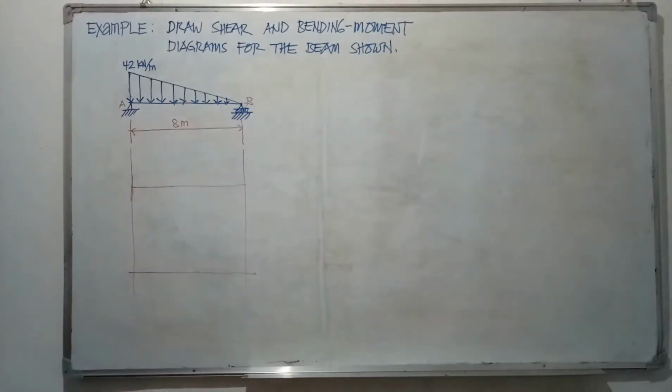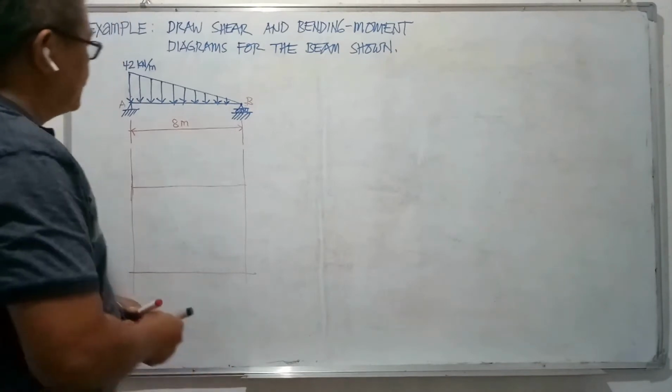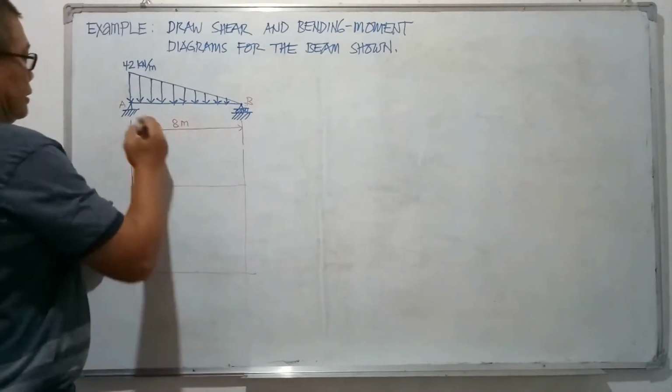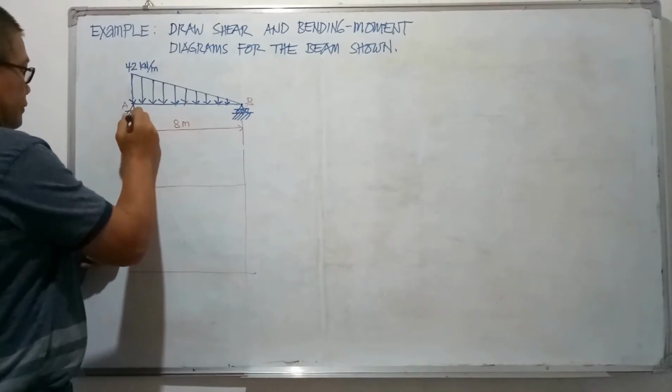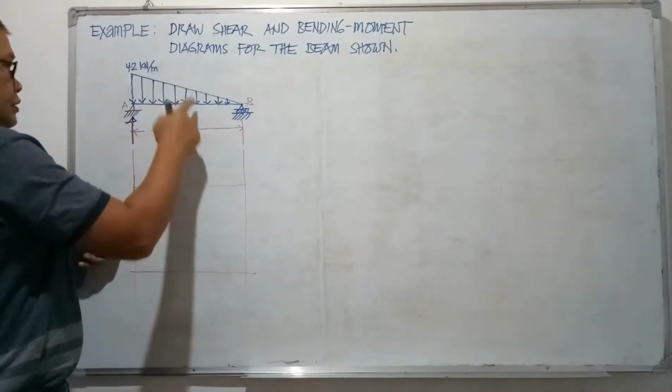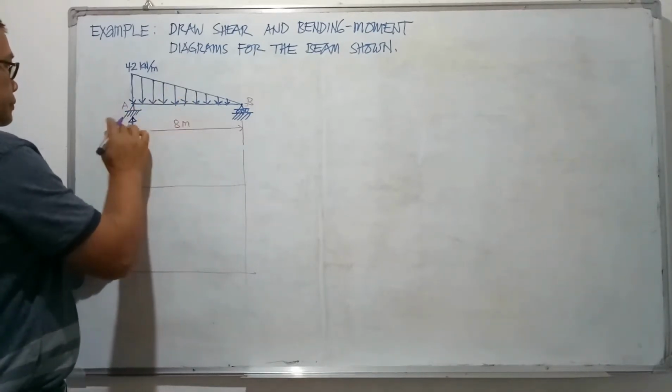The solution will start again by determining first the reactions. We have to solve first the reactions before we can determine the different values of shear and moment along the span of the beam.